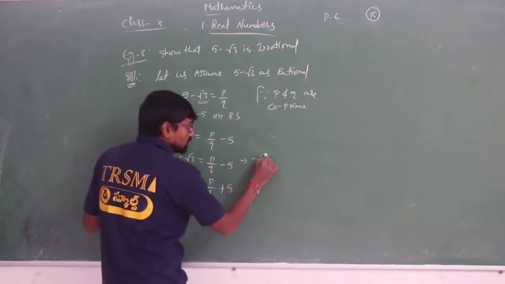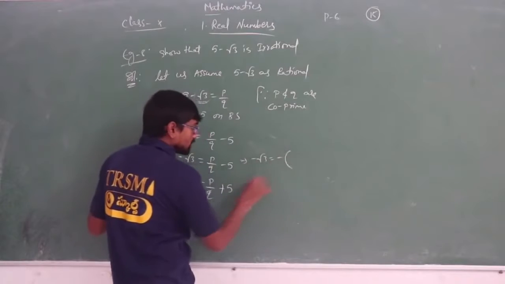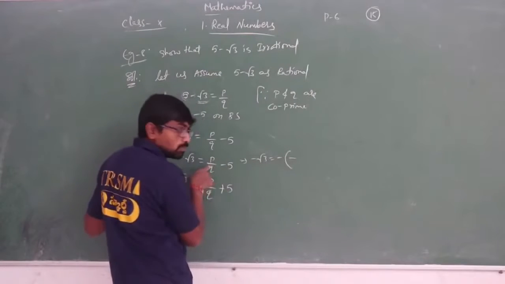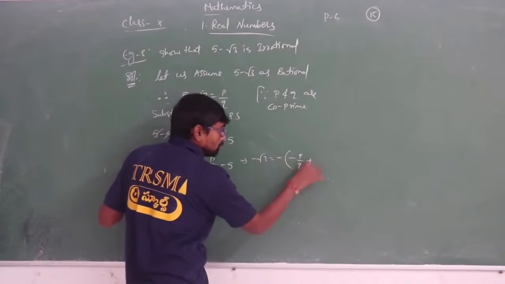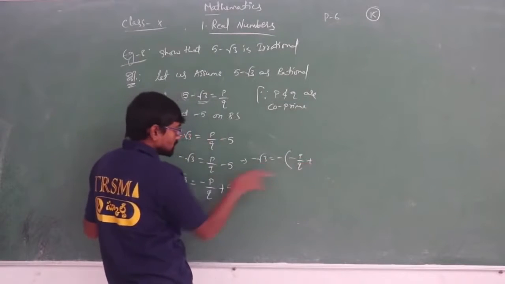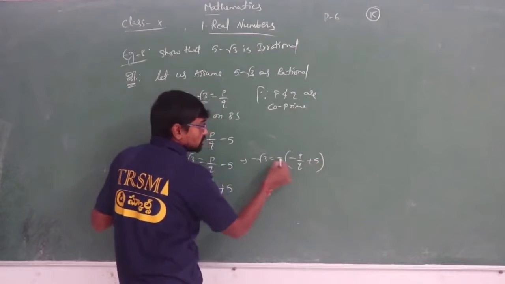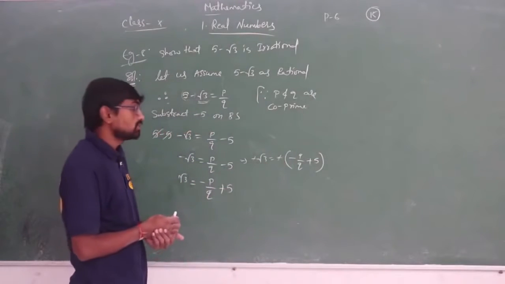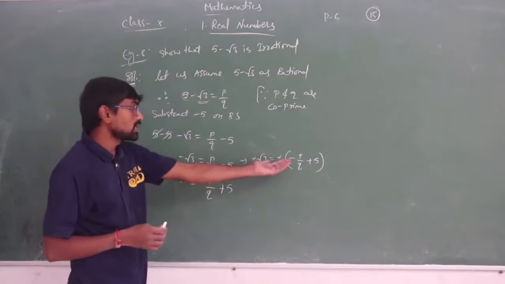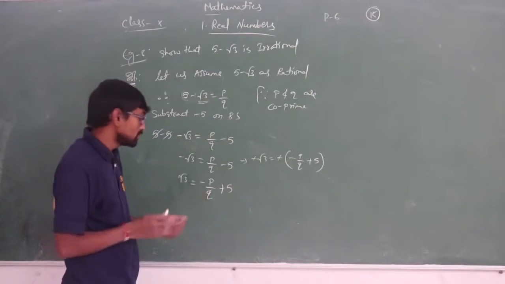In this step you can write root 3 is equal to, if I take minus common, minus into minus, plus, minus into plus. Here minus into plus, again you will get minus, isn't it? So minus and minus, if I take the multiplicative inverse, the minus will cancel. Therefore, we will get this step.